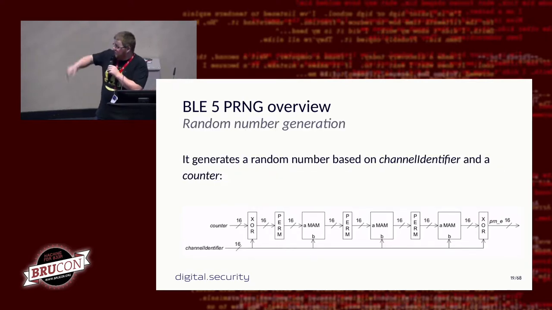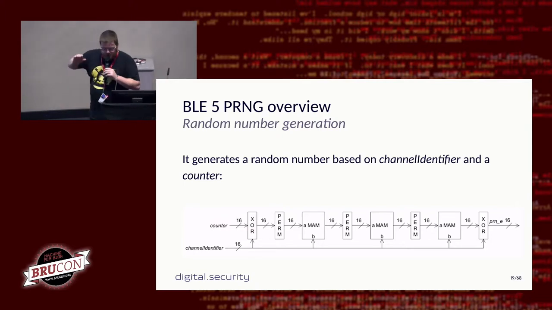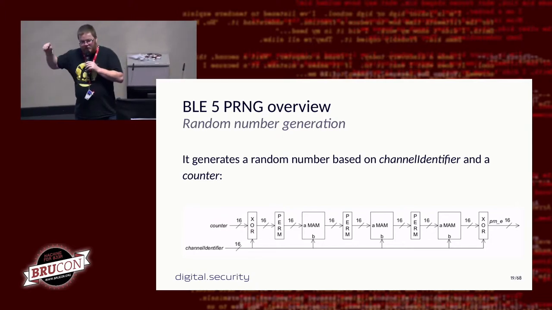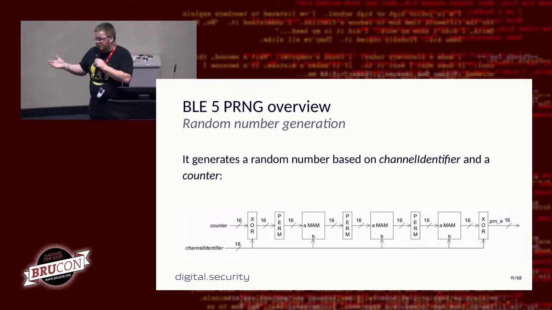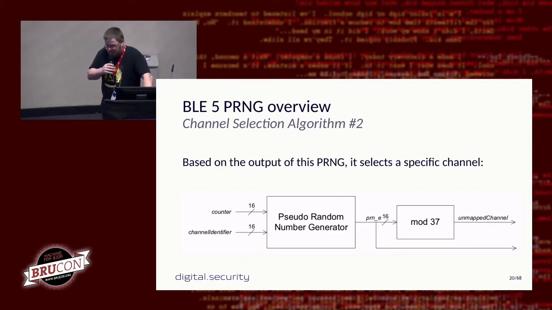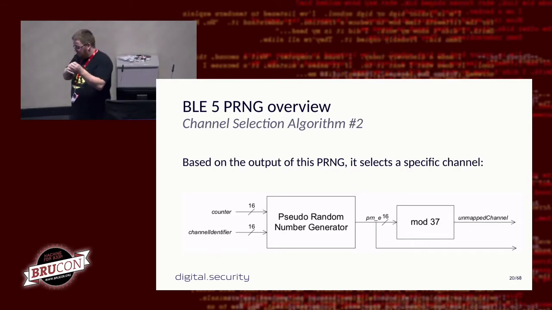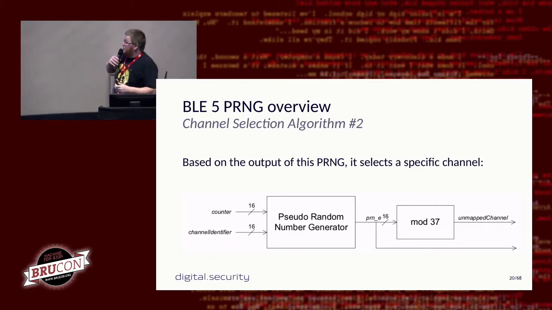So it's based on the first step, which is XOR, then a bit permutation, then the first MAM, bit permutation, second MAM, third permutation, third MAM, XOR, and you get your random number, or what is supposed to be a random number. And this is using channel selection algorithm number 2. So this is basically a process to compute the next channel that we are going to hop to in order to keep the connection alive.